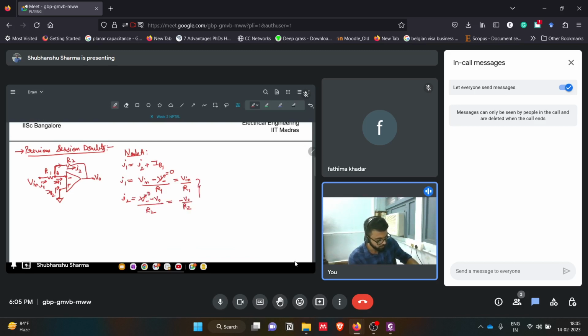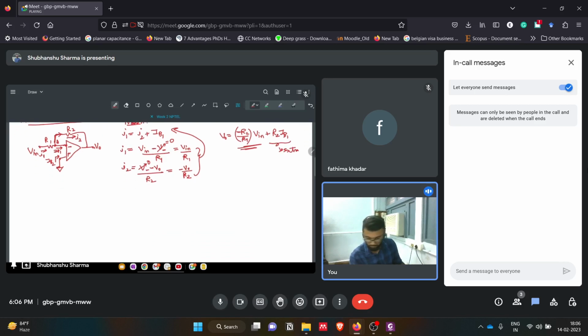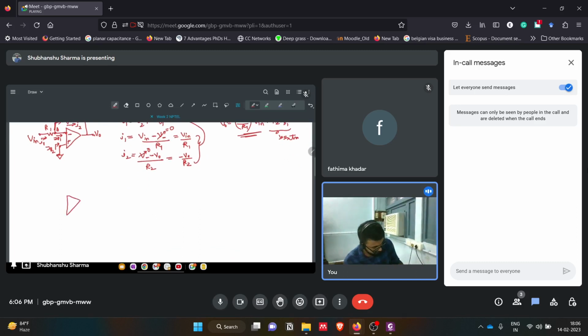If we put this in the equation, we get the final expression: V naught equals minus R2 by R1 into V in plus R2 IB1. The output voltage should be just the first term, since this is an inverting amplifier, but we are getting this extra term. So how do we remove it? For that we will have one compensation, compensating the bias current. How can we do that?